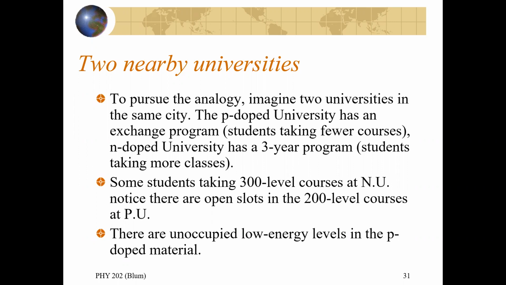The flexibility had to be that there were openings in the 200 level courses or people taking the 300 level courses. But when those 300 level course taking students saw the 200 level courses in the other place and started taking them, we've lost our flexibility. So when we put p-dope next to n-dope to make a p-n junction, we lose whatever flexibility we gained.